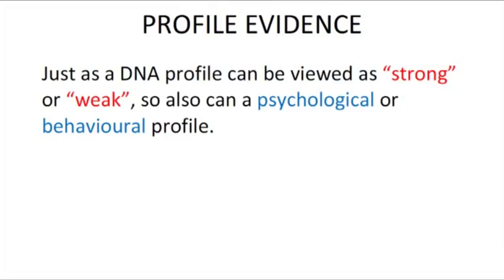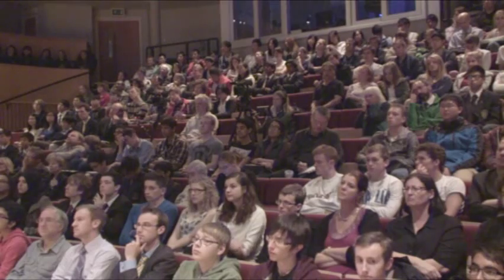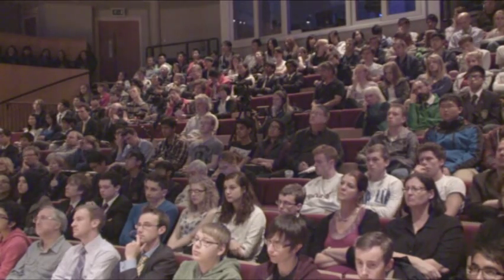Well, let's now go on to profile evidence. Just as a DNA profile can be viewed as strong or weak, so also can a psychological profile. So again, a profile will be regarded as strong if someone's arrested on the basis of other evidence and then is found to have an appropriate profile, whereas it would be regarded as weak if there's been a trawl of the local community for someone with a certain profile and someone has been found in that way.